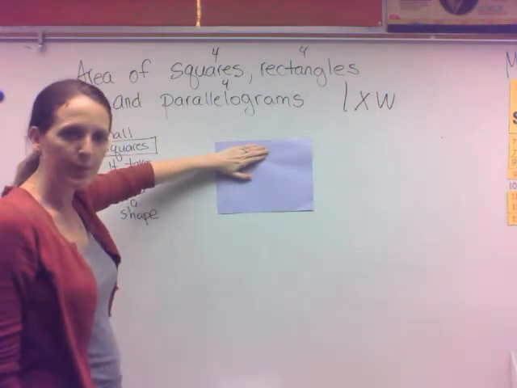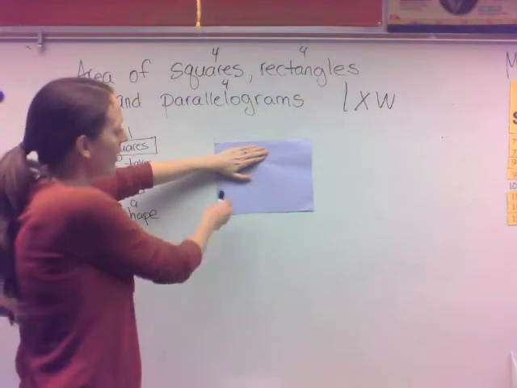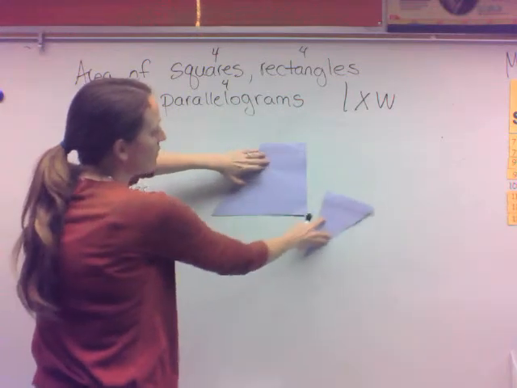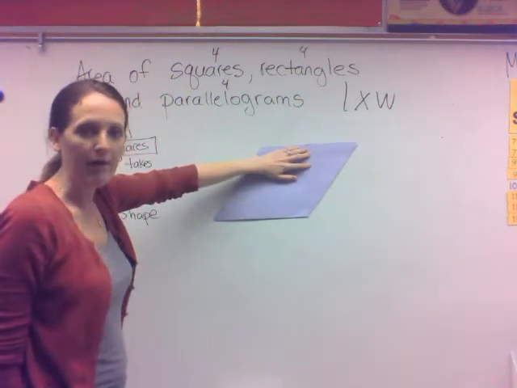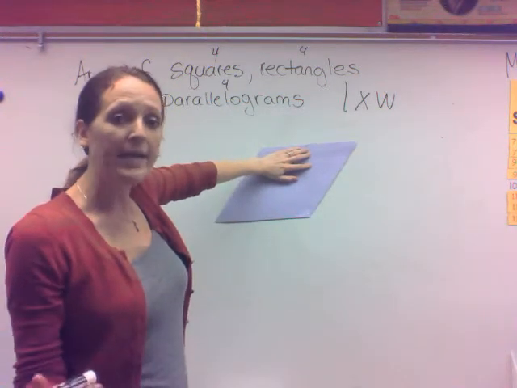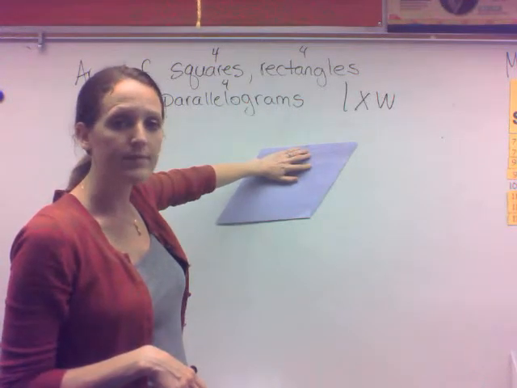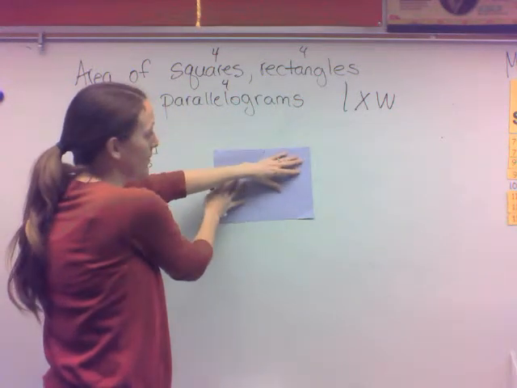What shape do you see of the purple? The rectangle, right? Well, if I simply remove this and move it over here, what shape do I have now? A parallelogram. Now, did I add anything to that? Did I take anything away? I didn't. It's the exact same area.